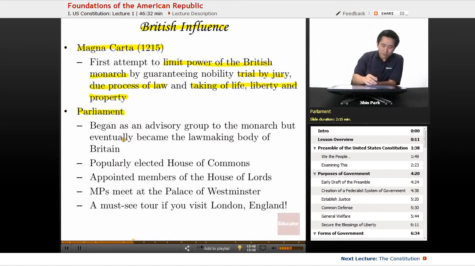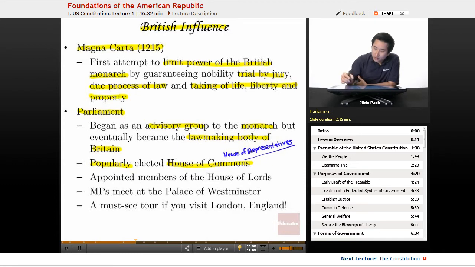Parliament clearly was a means by which the British were able to influence the American way of government. So Parliament actually began as an advisory group to the monarch, but eventually became the lawmaking body of Britain. So you have a popularly elected House of Commons. Now, you might look at that and say, wow, House of Commons, that's very similar to the U.S. House of Representatives. And that's clearly where the House of Representatives was modeled from, the House of Commons.